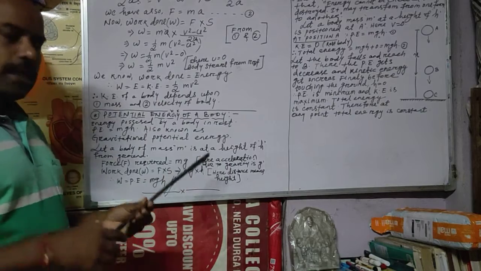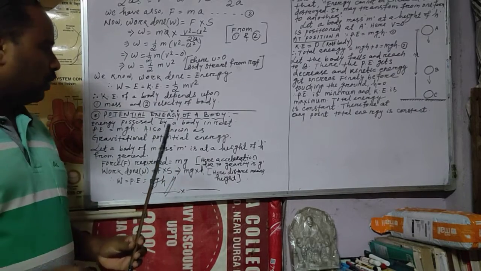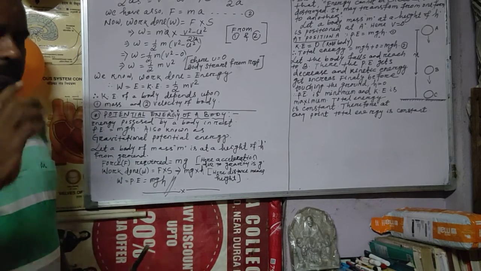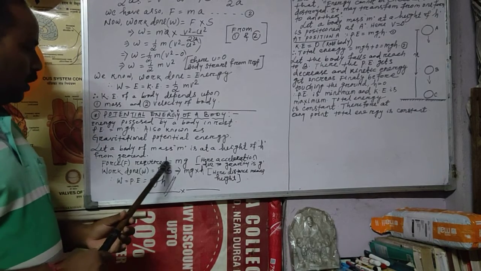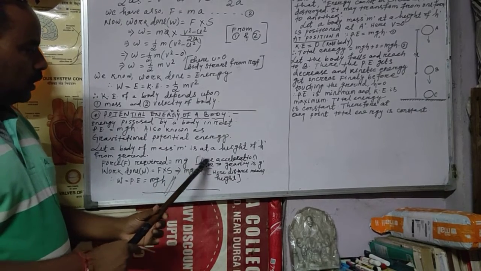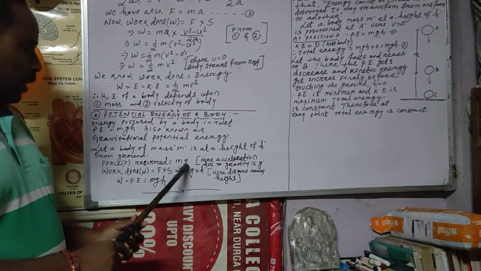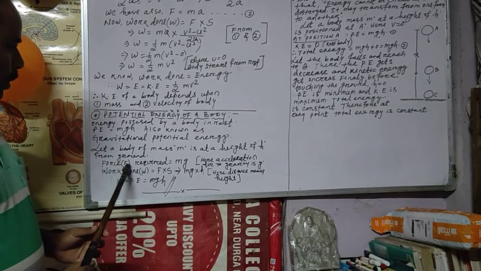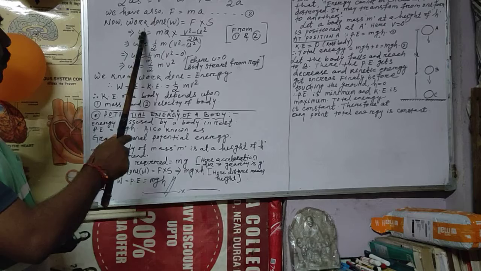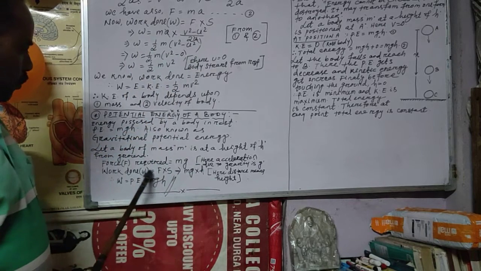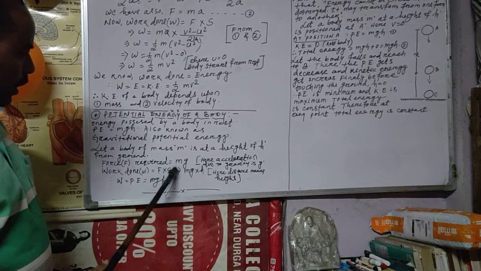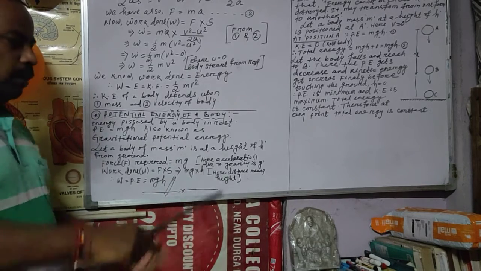Due to gravitational force, the acceleration caused is taken as g, small g, that is the acceleration due to gravity. So the force F is equal to ma, but it will be written as mg, where g is the acceleration due to gravity. Now with force F equal to mg, work done W is equal to F into S. So we are writing F into S, with F now mg, and S here is h.